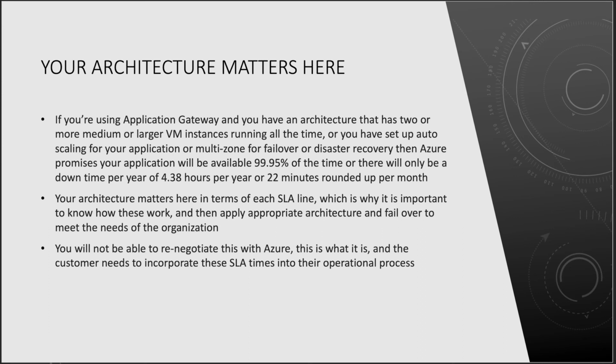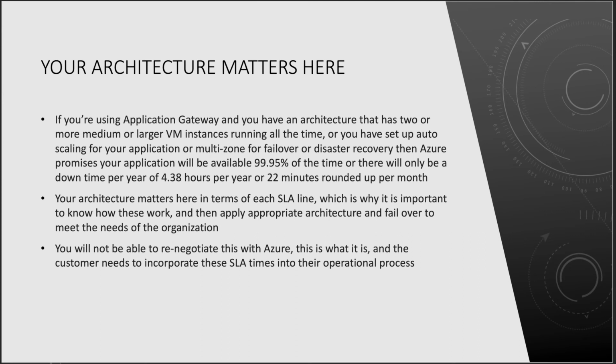This is what it is. So you need to incorporate those SLA times into your operational process. And when you go through and do your service agreements and all the processes that you need to do for your company, you need to go back and make sure that, hey, is 22 minutes per month doable? What happens if we're down for 22 minutes per month? What's the cost of that outage? And then do I really want to turn around and do something about that?